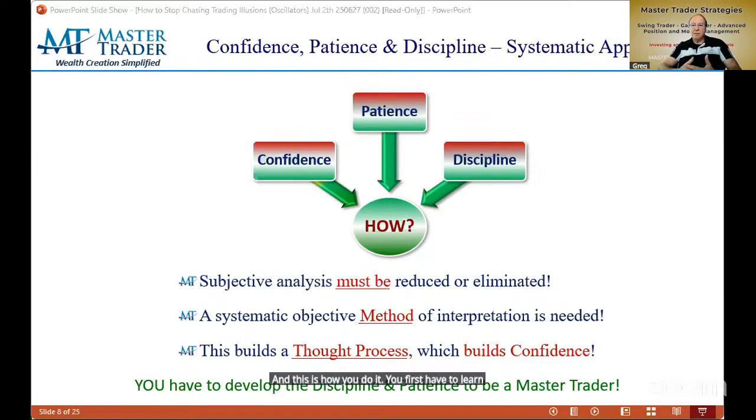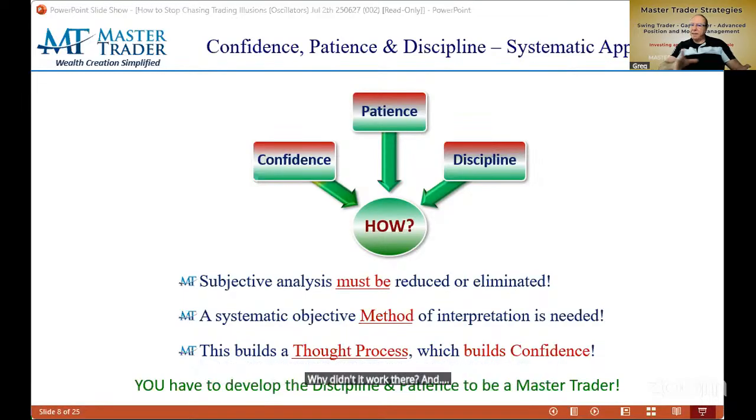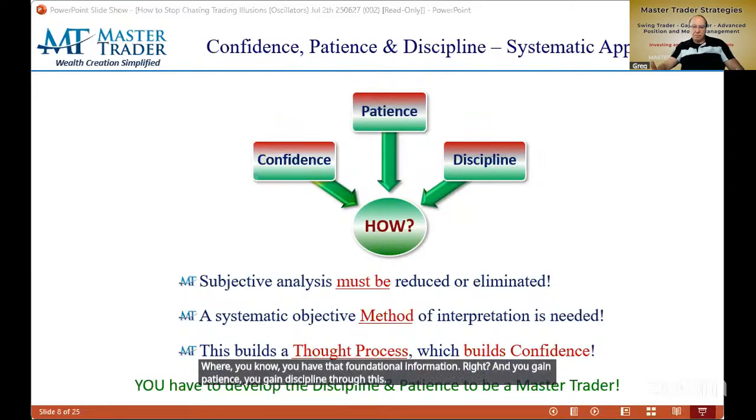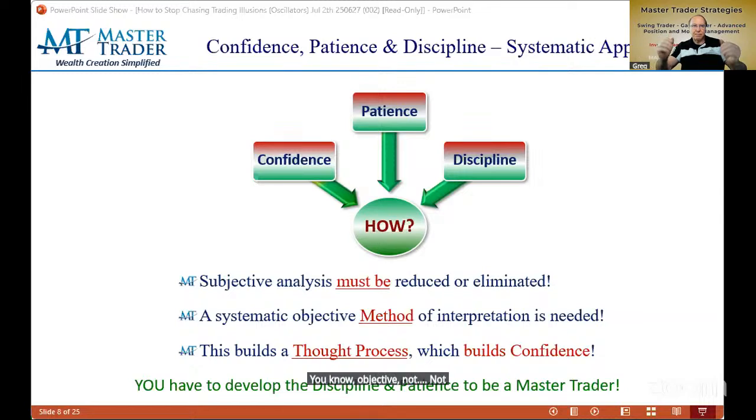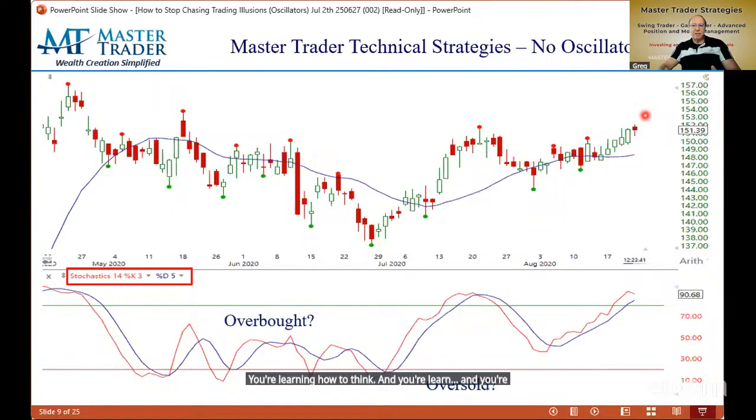And this is how you do it. You first have to learn the basics, the foundation. You have to test it, so to speak, looking back and say, oh, I see how that worked. Oh, yeah. Why didn't it work here? Why didn't it work there? And okay, that isn't really the setup. Or sometimes the markets just get crazy. And that's why, of course, you have a stop loss. So once you get to that point where you have that foundational information, and you gain patience, you gain discipline through this objective, not esoteric, subjective information, you'll sit on your hands and wait for things to happen. I call it building a thought process. And that's what we call in the course thought building lessons. You're learning how to think, and you're putting together a belief system that tells you buy, sell, do nothing.